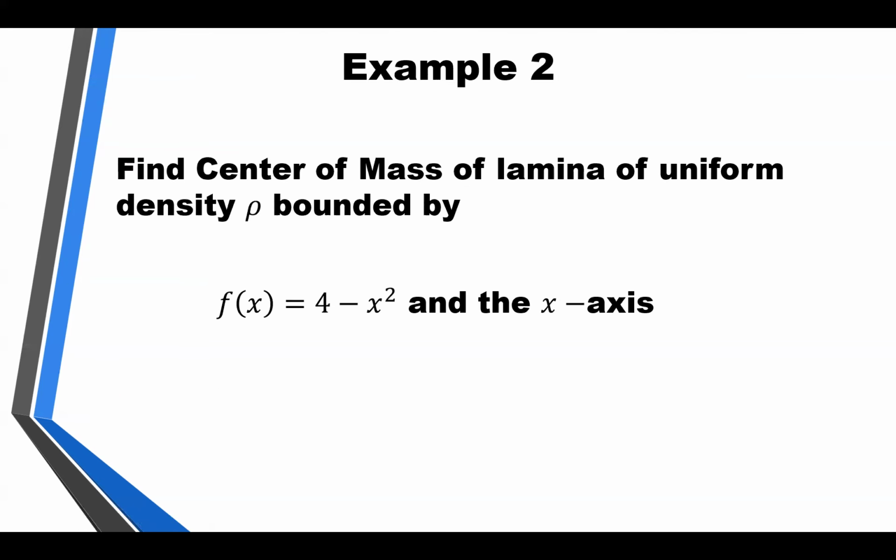So let's start doing some calculations. Let's find the center of mass of the planar lamina of uniform density rho bounded by f of x equals 4 minus x squared and the x-axis.